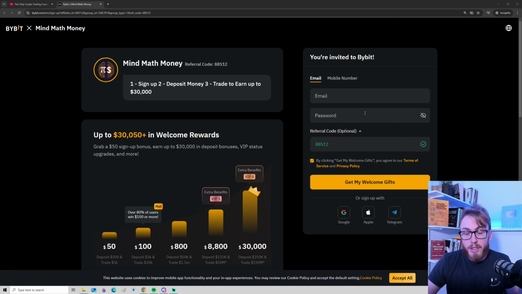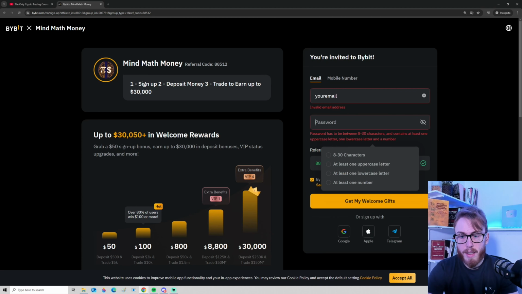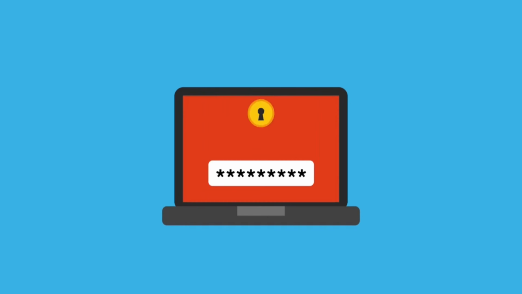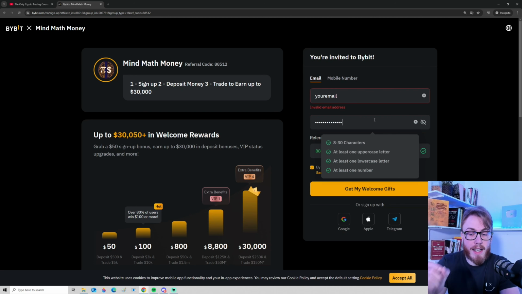After you have made sure that you have the right number, you can either sign up here by email or you can sign up by mobile number. It doesn't really matter. So you simply type in your email right here and then you choose a password. And here it's highly recommended that you right away try to choose a strong password. And as you can see, you have some requirements here. The password should be 8 to 30 characters. It should have at least one uppercase letter, one lowercase letter, and you also need a number.